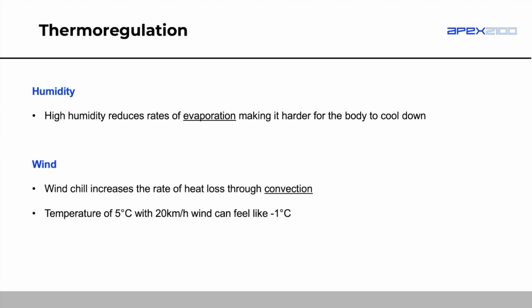Wind as well is an important one. So wind chill can increase the rate of heat loss through convection. So this is the air one. Through convection, say if it's a temperature of 5 degrees Celsius, but there's a wind of 20 kilometers an hour, that can feel like 1 degree Celsius. So that can really accelerate the rate of heat loss.